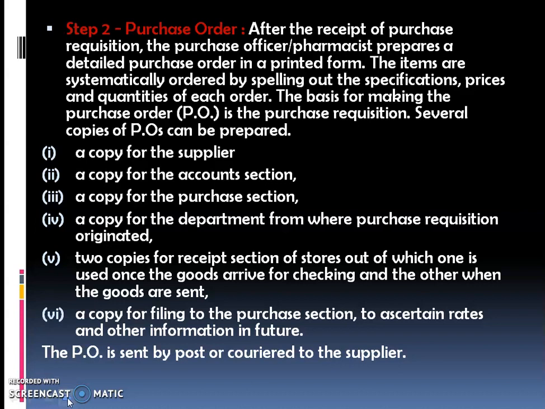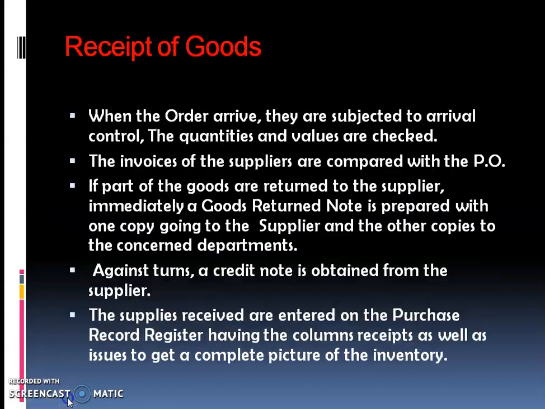Then two copies go to the receipt section for the store, out of which one is used for goods when they arrive for checking and the other when the goods are sent. And a copy is filed in the purchase section to ascertain the rates and other information in future. Then the purchase order is sent by post or courier to the supplier.